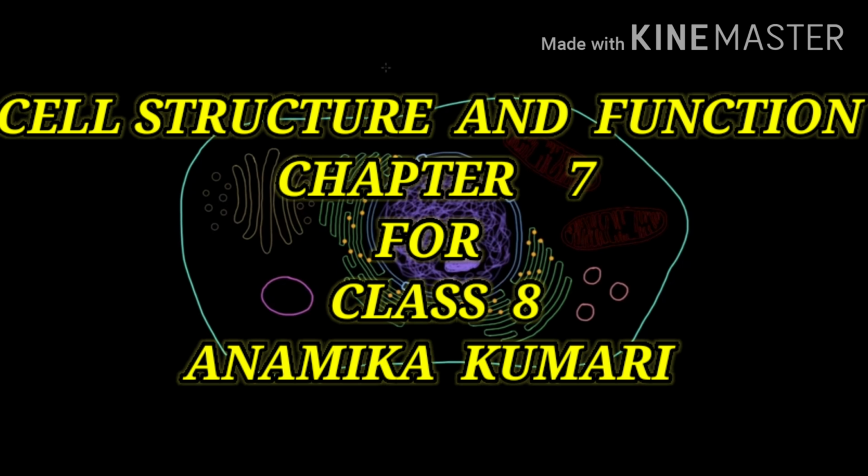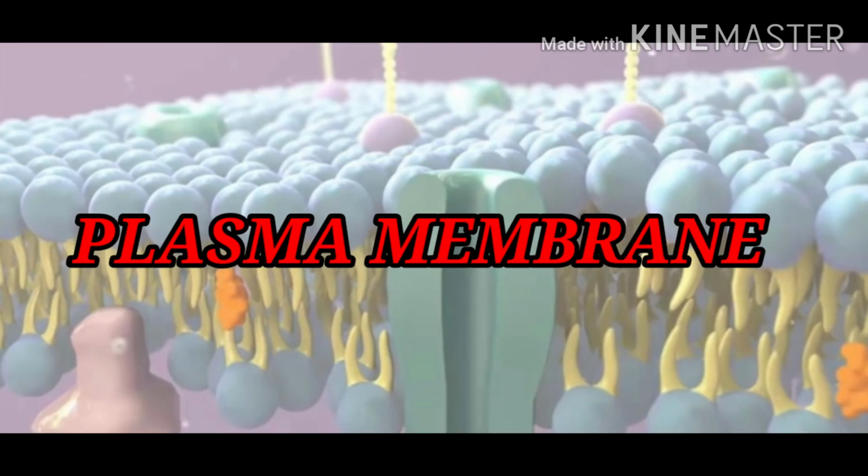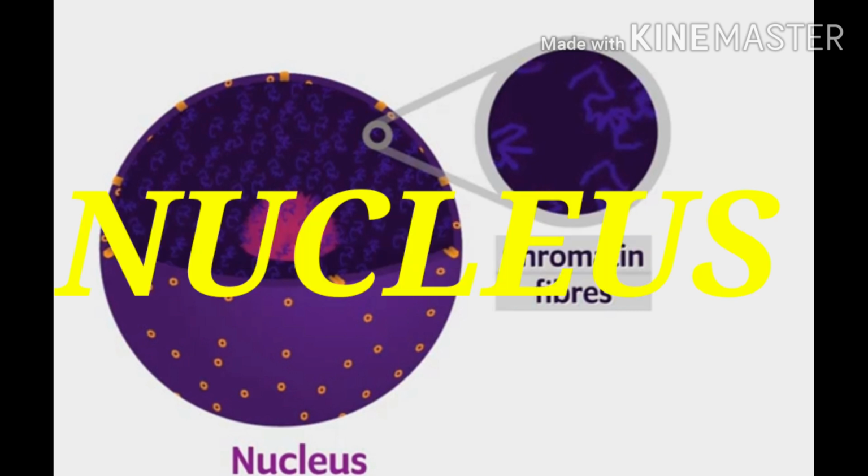In the previous video, students, we have read about the plasma membrane, also known as the cell membrane, the outermost covering. So everything about the cell membrane, that is its structure, function, and how it controls the various activities inside the cell. Now in this video, students, we will read about the nucleus.